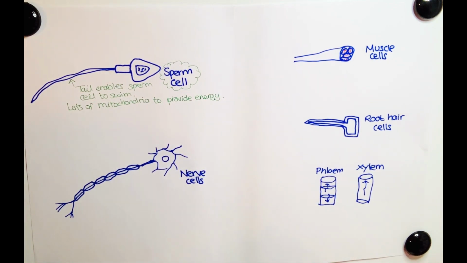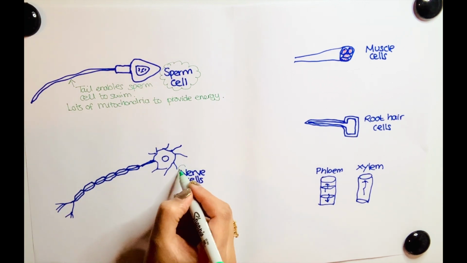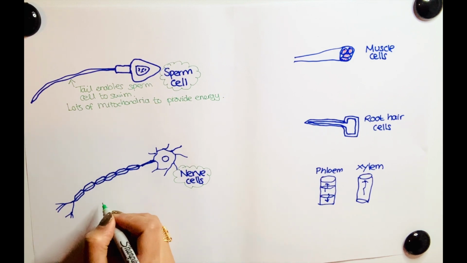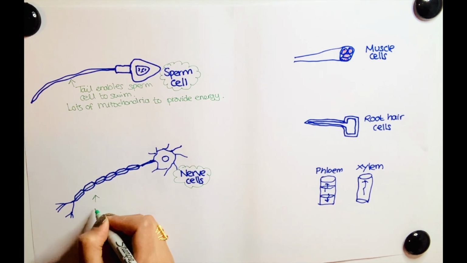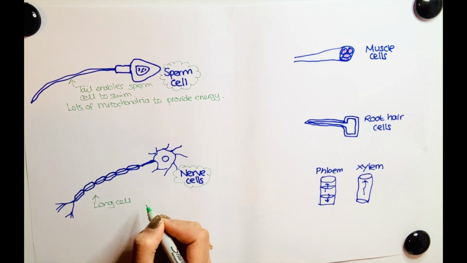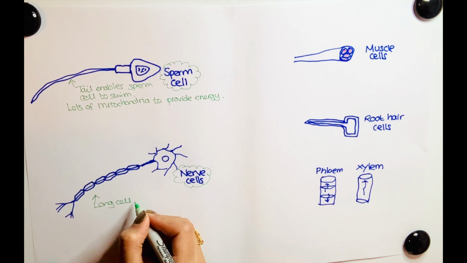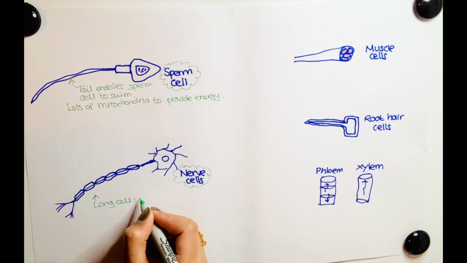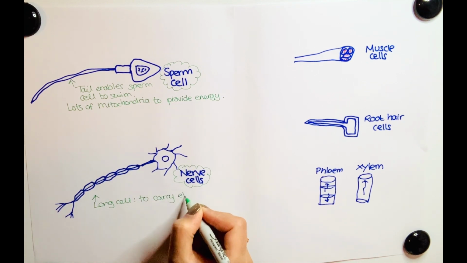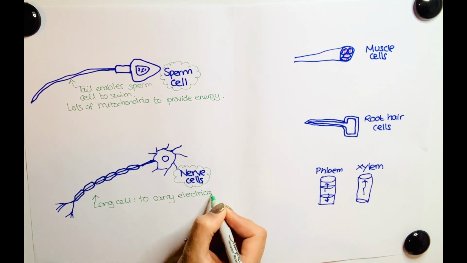Okay, now the second cell that we're going to look at is this cell here. This cell is the nerve cell, and the nerve cell is needed for rapid signaling. So basically the nerve cell is, first of all, a long cell, and the reason it's a long cell is because it can carry electrical signals, because that's its function, a long distance.